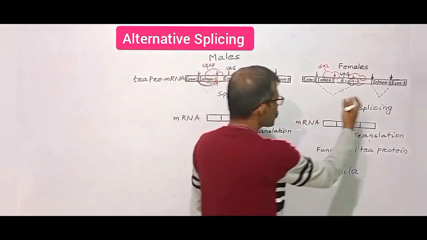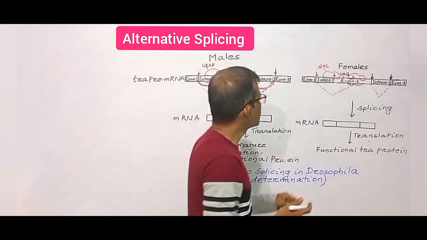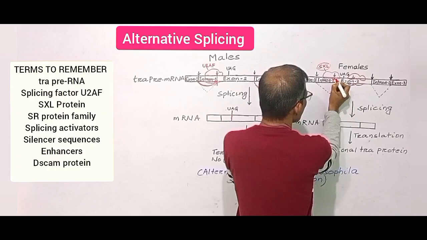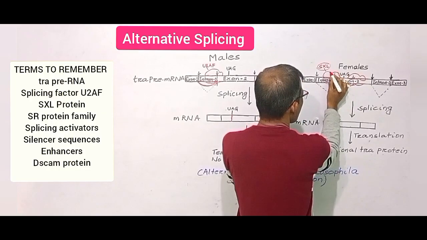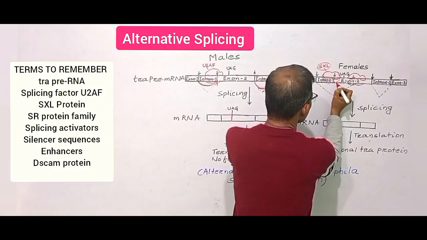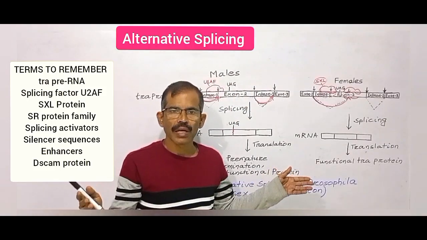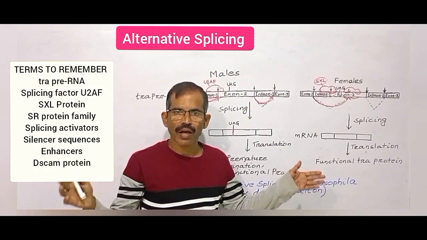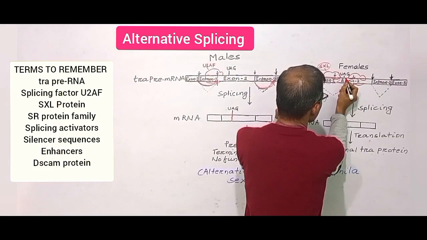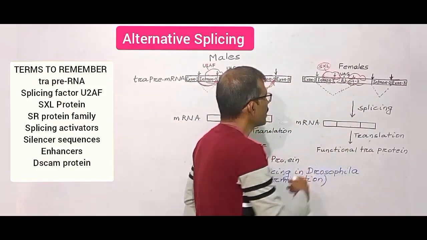In case of female Drosophila, the situation is different. In this case, a repressor protein called SXL binds to the most upstream 3' splice site. By doing so, it blocks the binding of the splicing factor U2AF. SXL protein is only expressed in female flies. Because of this, a part of the second exon that contains the termination codon is skipped in mRNA.